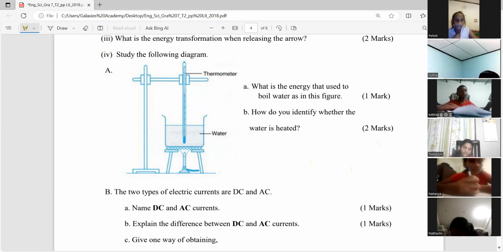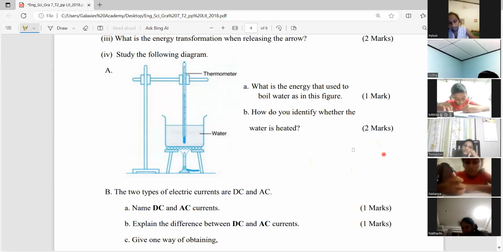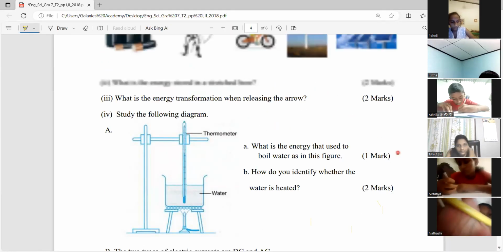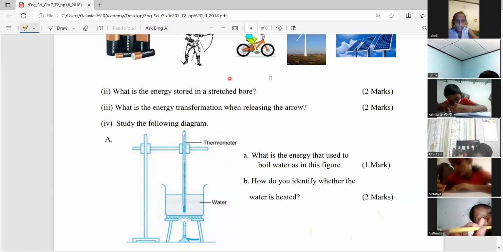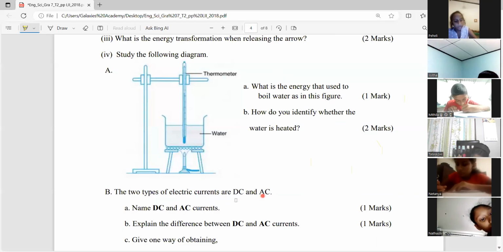Excuse me, sir. Yes. Can you give the answers for Roman number 2? Roman number 2: what is the energy stored in the stretched ball? Potential energy. Roman number 3, energy transformation: potential energy to kinetic energy. Thank you, sir. Right, D is correct then.